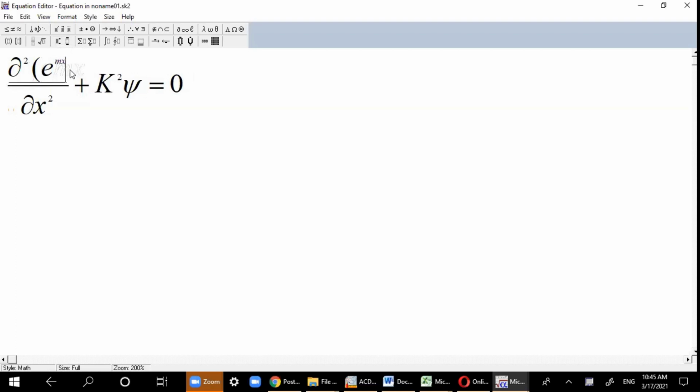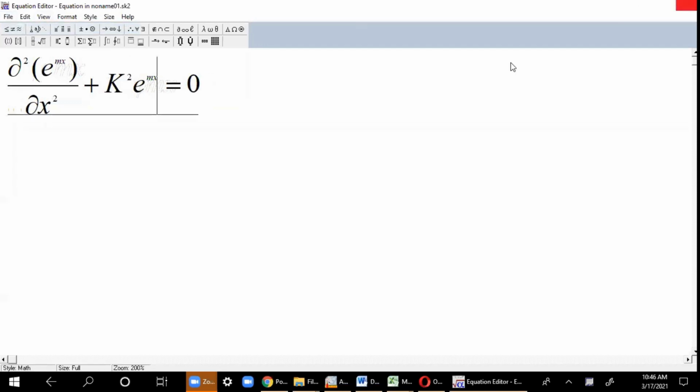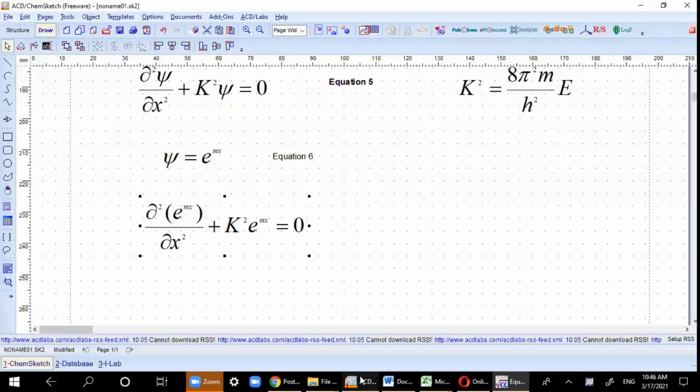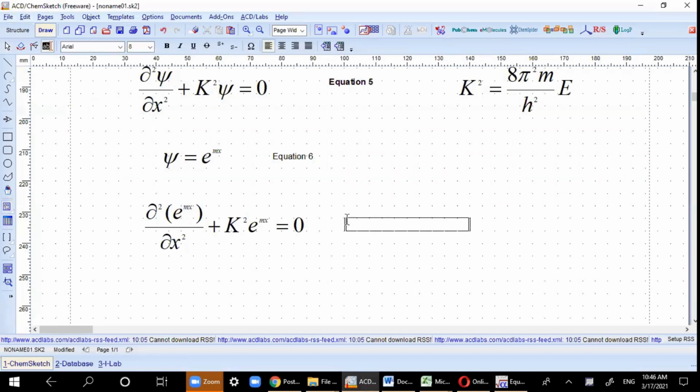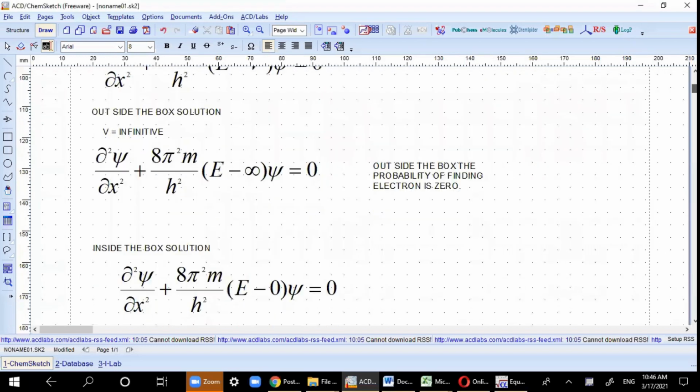Yes, have you seen equation 7? Would you be able to see equation 7? Yes, sir. So what we have done is simplified, and replaced it as psi equal to e power mx.